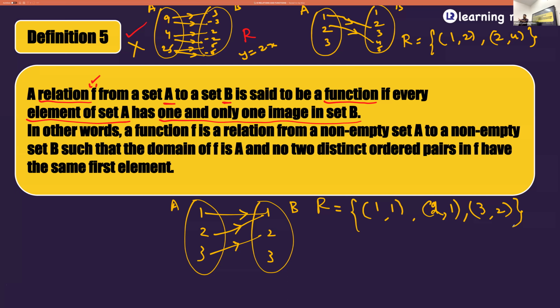I never imposed a condition saying that the codomain should be exhausted. We never spoke about the codomain. We spoke only about the input set. So every element from the input set should be associated with, not at least, but only one element of set B.